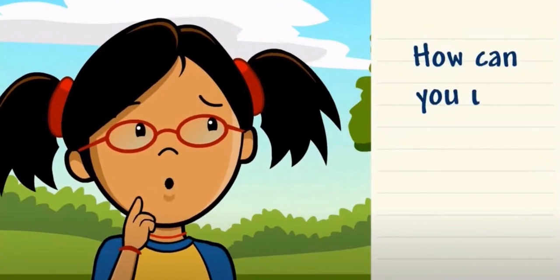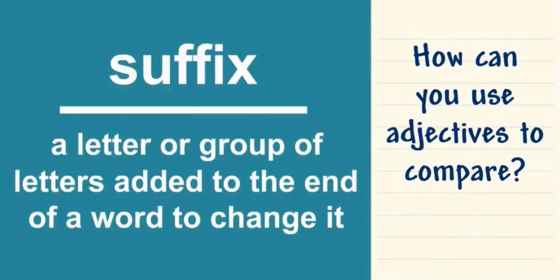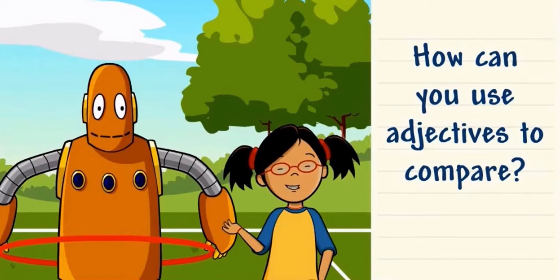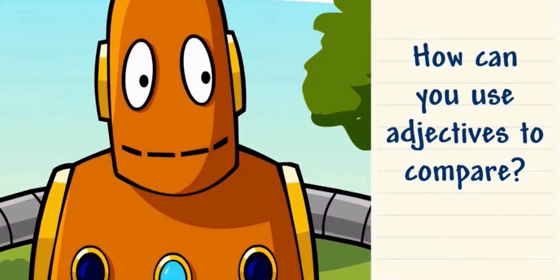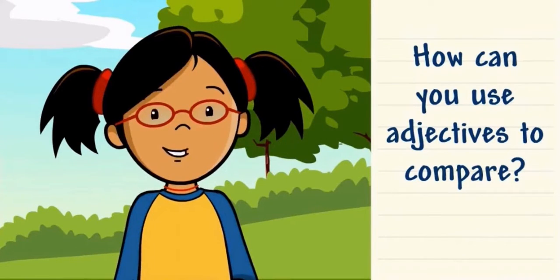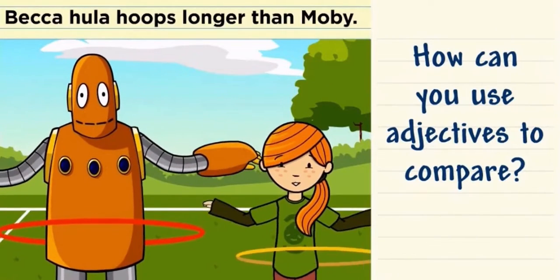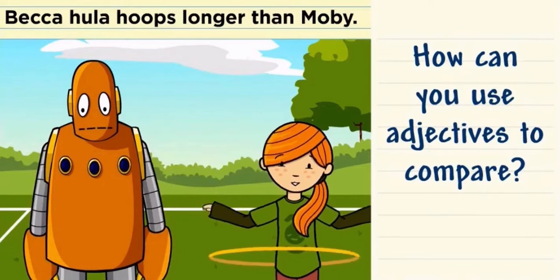How can you use adjectives to compare? A suffix is a letter or group of letters added to the end of a word to change it. A suffix can change the meaning of a word. When you use an adjective to compare 2 things, you add the suffix er. Becca hula hoops longer than Moby. You start with the adjective long, and you add the suffix er to make a comparison.